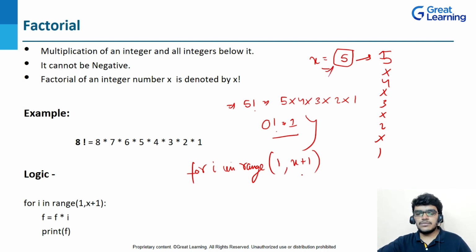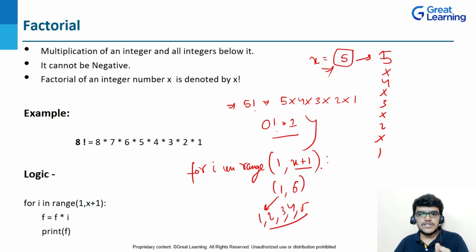So what will happen here? If my x is equal to 5, then the range is from 1 to 6. And we know that 6 will be excluded, right? So if the range is from 1 to 6, that means I'm having values 1, 2, 3, 4, 5. So this means I'm having 5 values, right? That's why I've written x plus 1. After this, I will develop a logic. And what's my logic? I will create a temporary variable f is equal to 1.